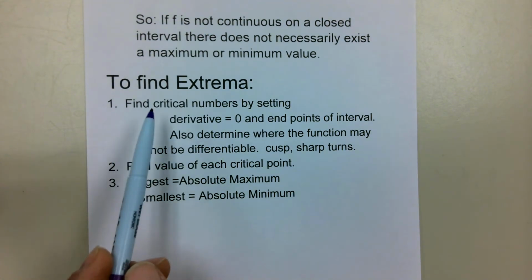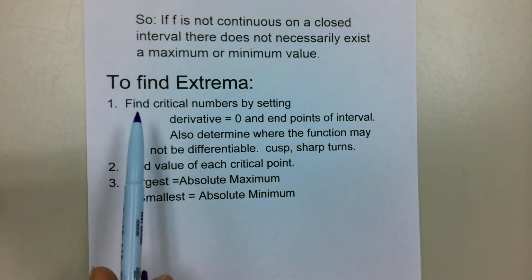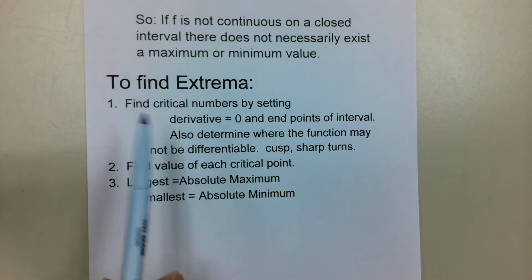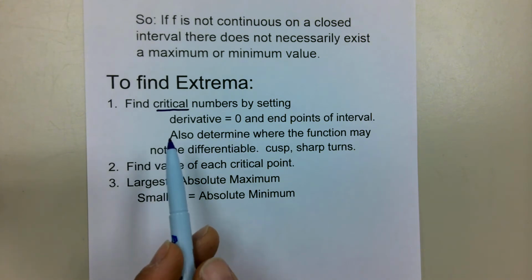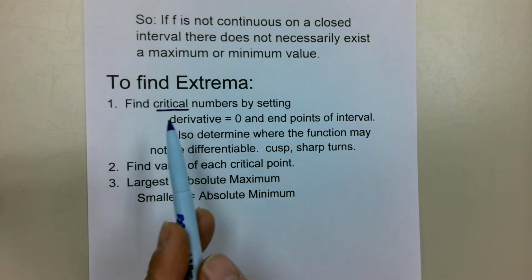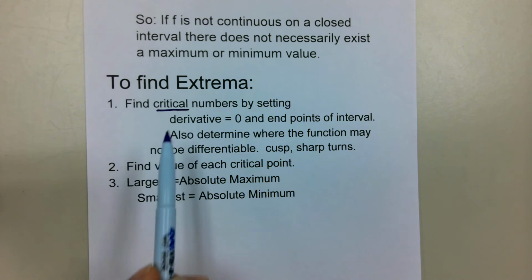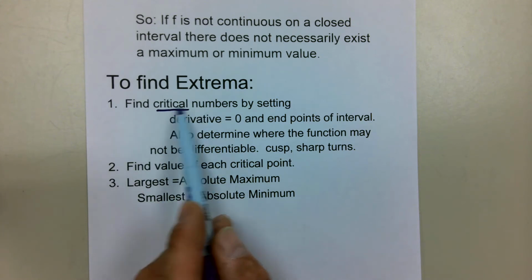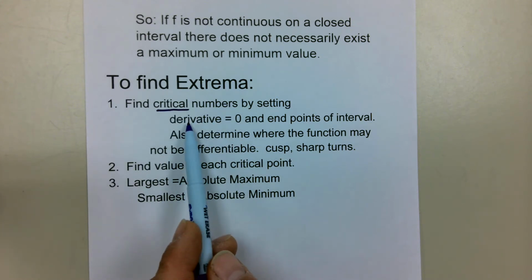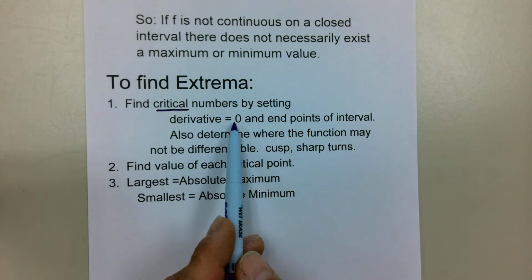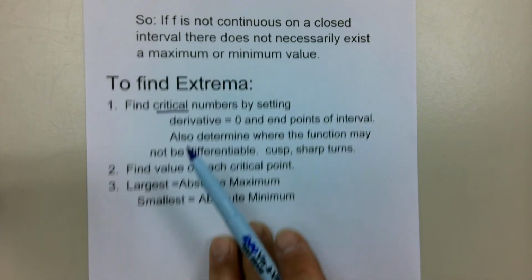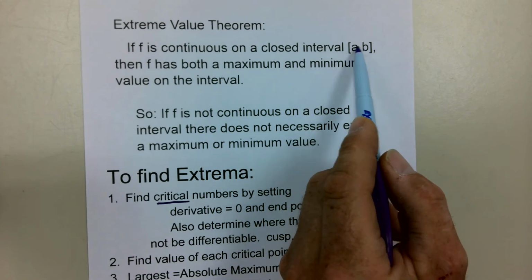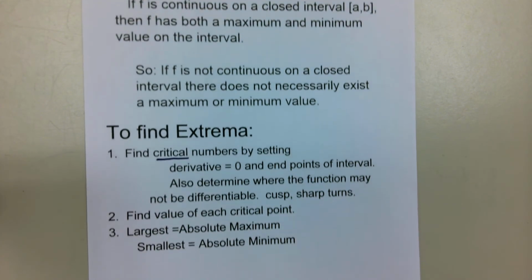To find our extrema, one, we're going to find our critical numbers. Critical values. We've talked about critical values in the past, and these are values where things are going to happen. So how do we find our critical values in calculus? Well, we're going to take the derivative and set it equal to 0. We're going to take any of the endpoints as well. So we had this interval a to b. So these are going to be my endpoints that I'm talking about.